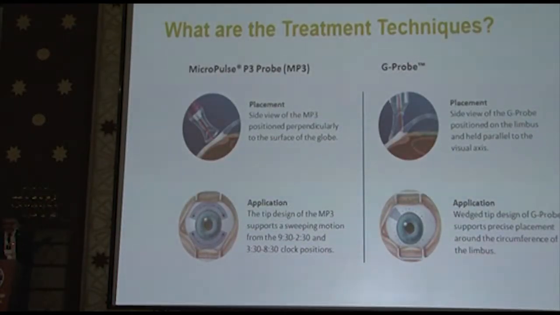This is the comparison of the probe of the micropulse laser and the G-probe, the regular probe in cyclophotocoagulation. The probe in micropulse laser is positioned perpendicular to the ocular surface to avoid corneal damage and is directed toward the ciliary muscle directly. Laser ablation is usually applied at 9:30 and 2:30 from above and below, 3:30 to 8:30 o'clock positions.